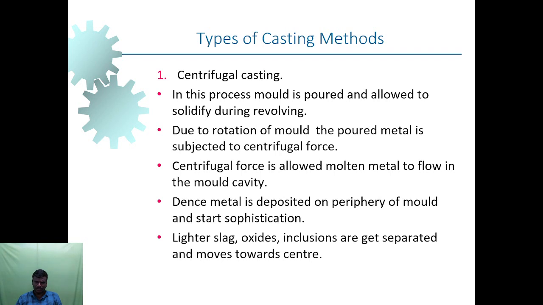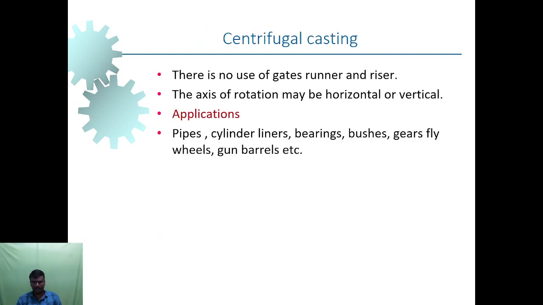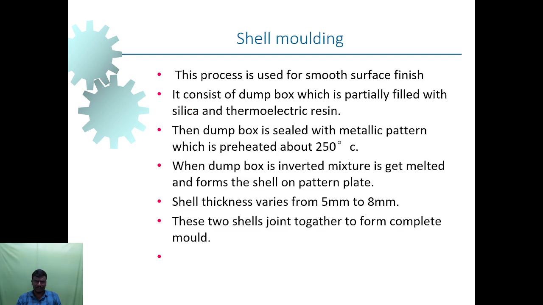Lighter slag, oxides, and inclusions get separated and move towards the center. In centrifugal casting, there is no use of gates, runners, and risers. The axis of rotation may be horizontal or vertical. Applications of centrifugal casting are pipes, cylindrical liners, bearings, bushes, gears, flywheels, and conveyors, etc.